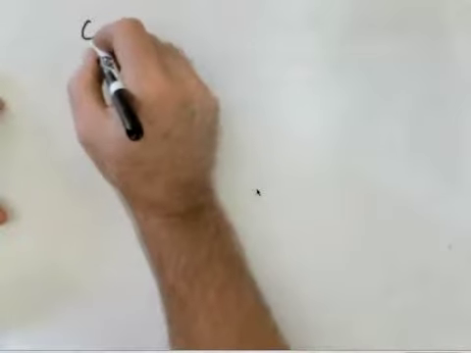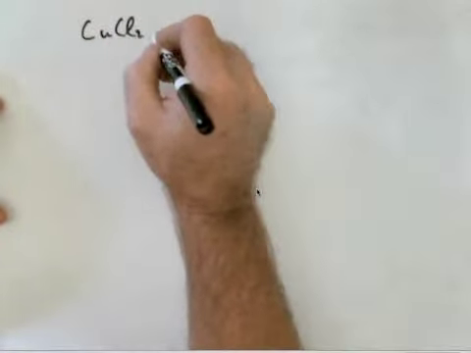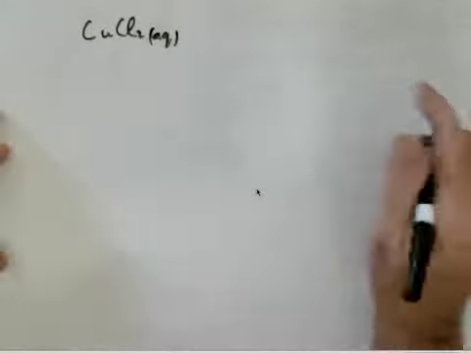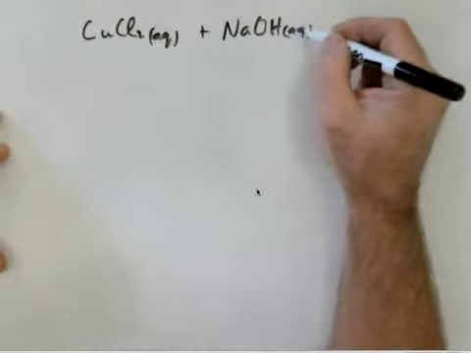So copper 2 chloride, and I wrote aqueous. Now, as soon as you see aqueous, that should make you think, I'm going to need to rewrite this as what you would see in the beaker. Then let's say that was reacting with sodium hydroxide solution that was also aqueous.